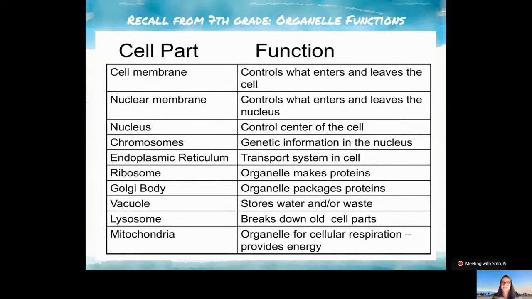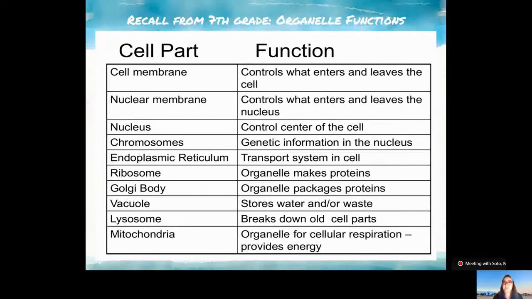Then we have the nucleus itself, which is the control center of the cell. So that's basically the brain of the cell. That is where we find everything that controls everything else in the cell. Within the nucleus, we have the chromosomes, which are what house the genetic information in the nucleus. So humans have chromosomes, and you should have learned about that in 7th grade. And those chromosomes are what house our DNA, which we will get into more detail later on.